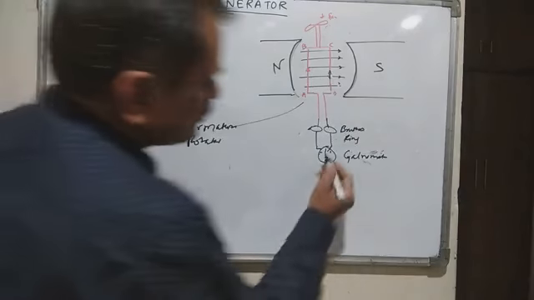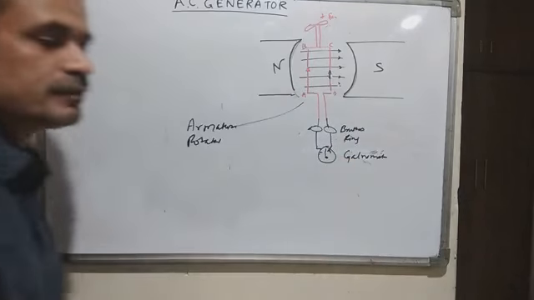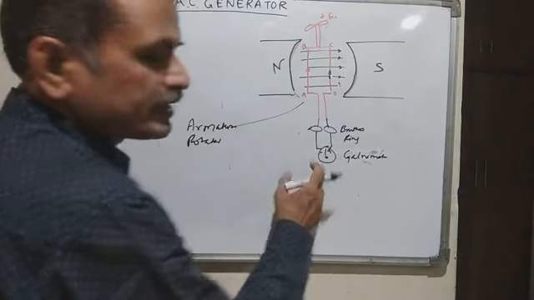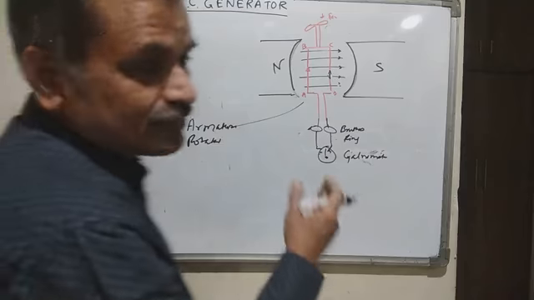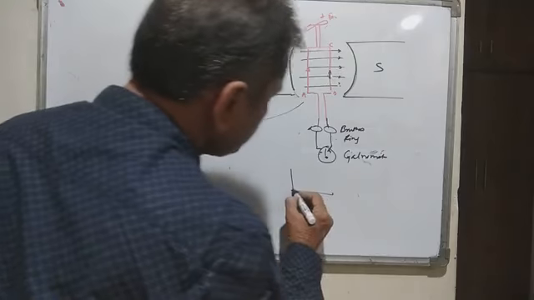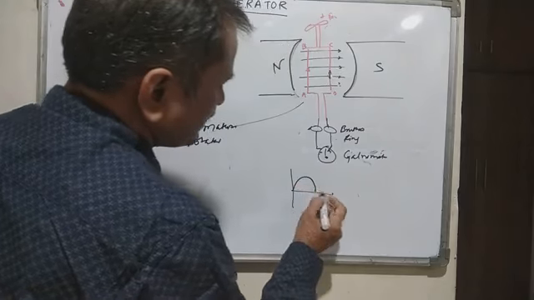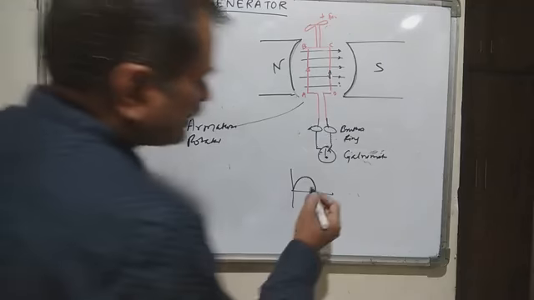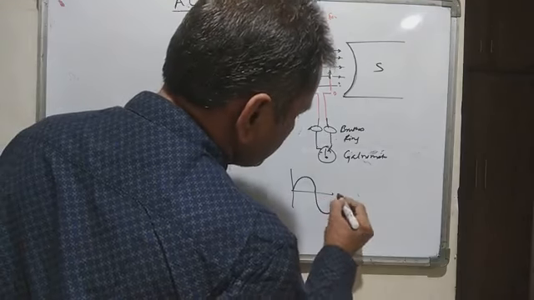Now I am using the galvanometer. The purpose of this galvanometer is that in the first half cycle it will show a reading on one side, and in the other half cycle it will show a negative reading. That means initially the galvanometer will deflect to one side and show the positive half cycle, and in the other half cycle it will show the negative half cycle.